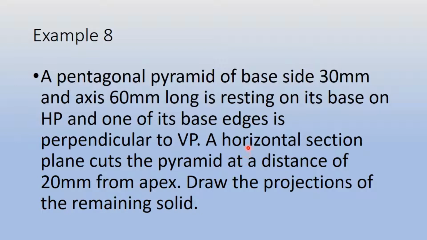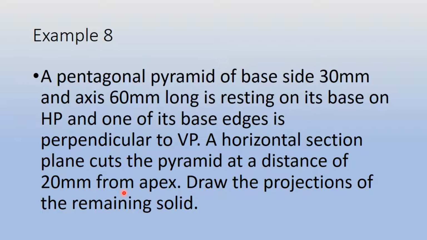And when coming to the section plane, it is mentioned that it is a horizontal section plane, which will mean that the section plane will be parallel to the horizontal plane and perpendicular to the vertical plane. Horizontal section plane means it will be parallel to HP and perpendicular to VP. And it is also given that it is at a distance of 20 mm from the apex. So we have to take the distance from the apex as 20 mm.